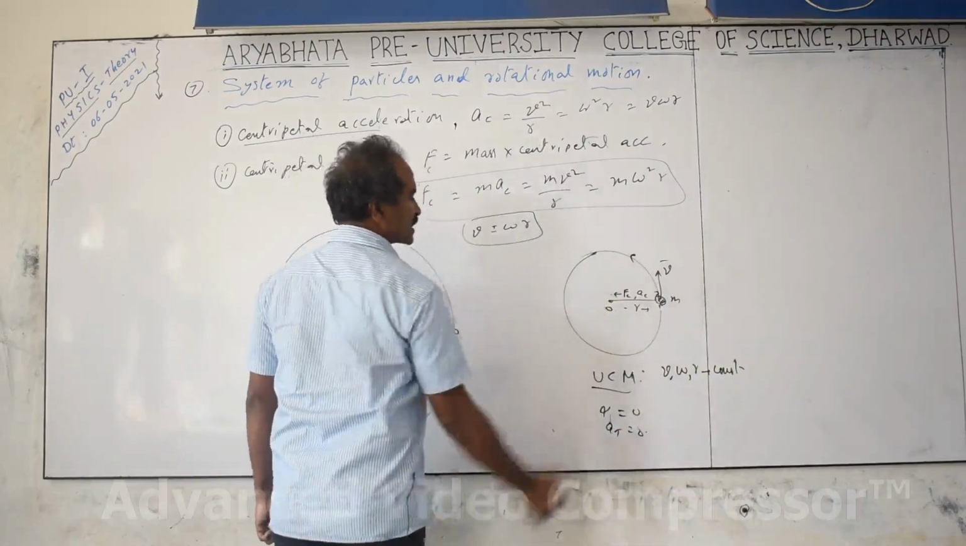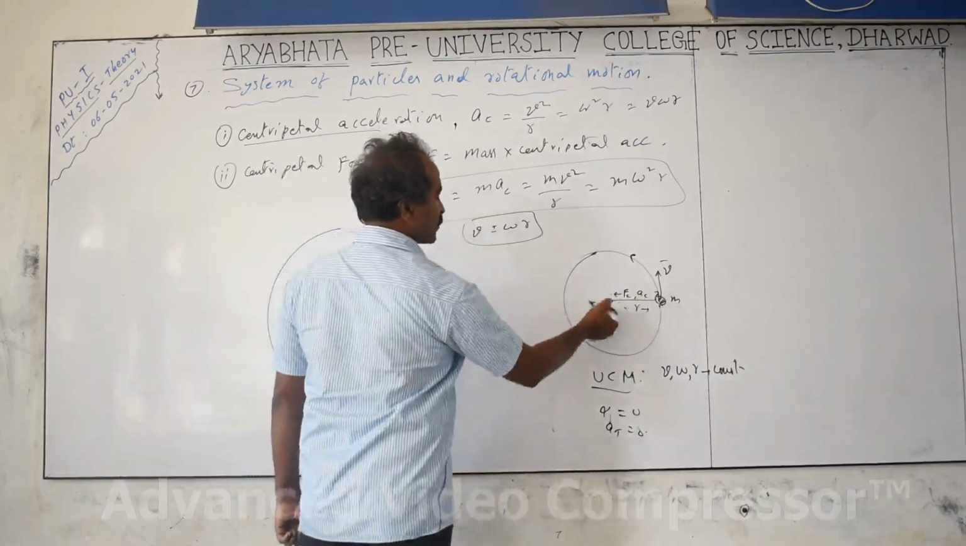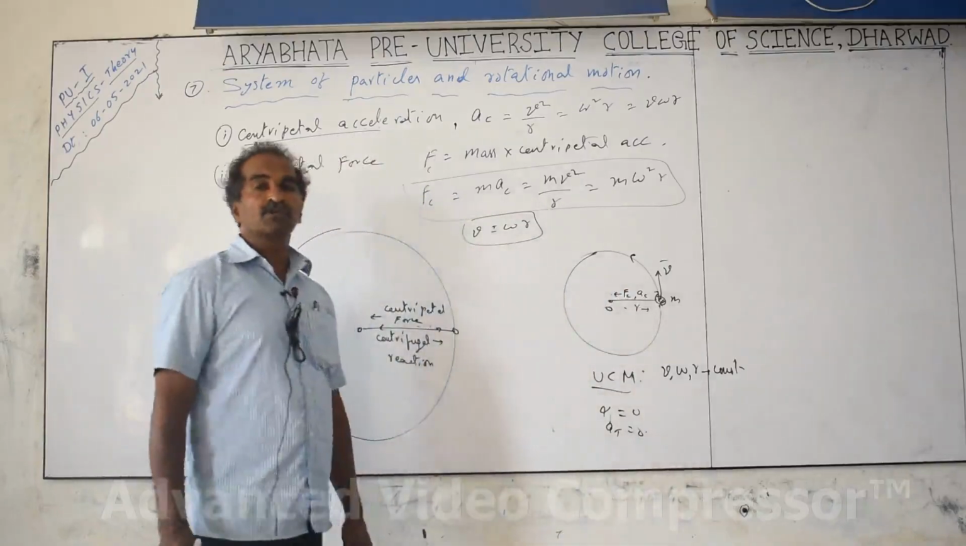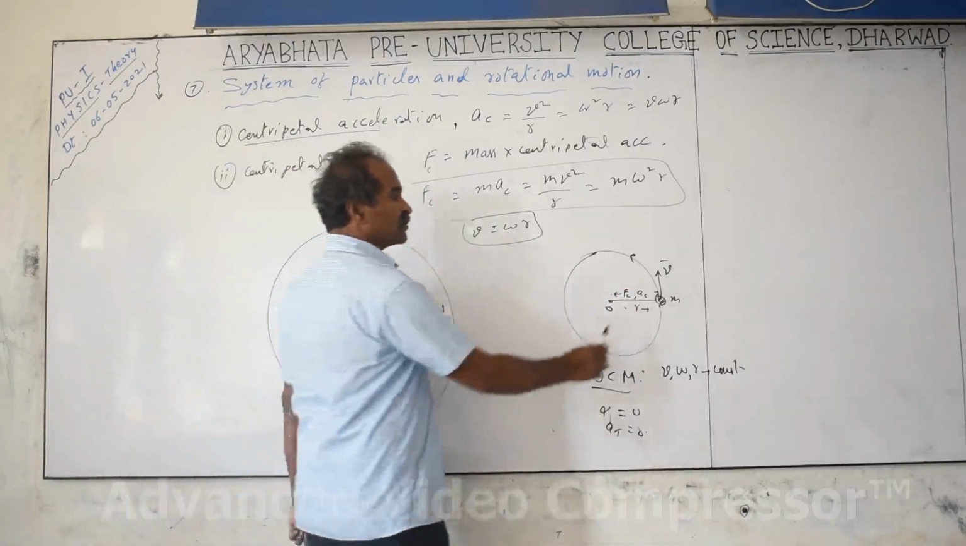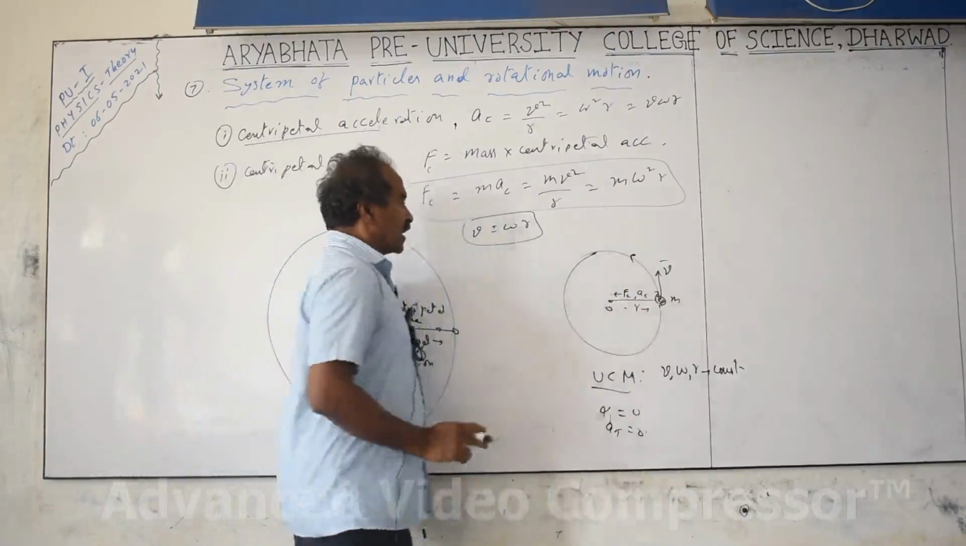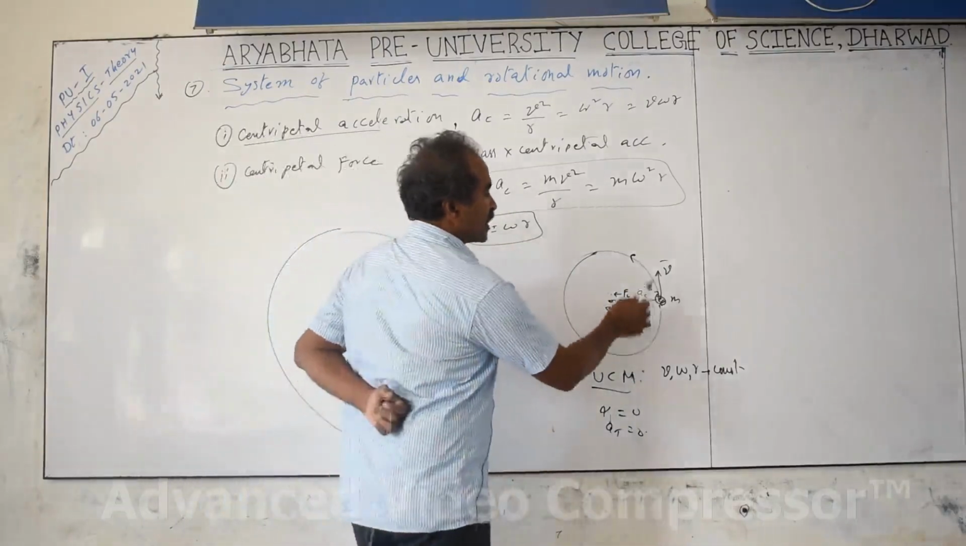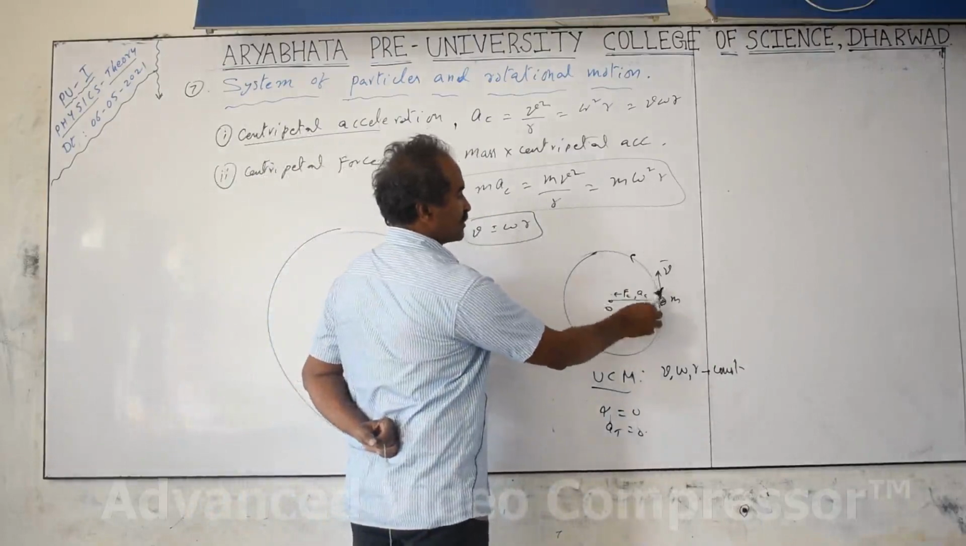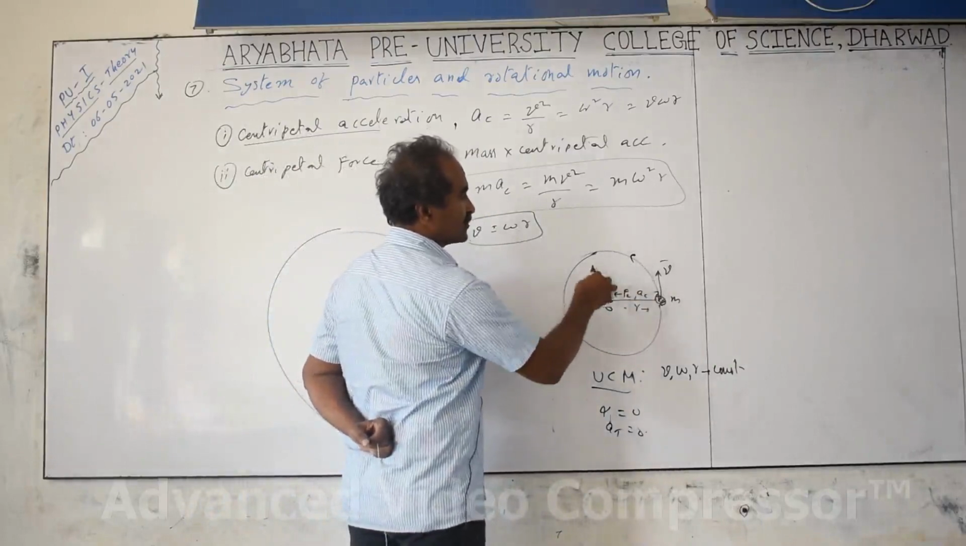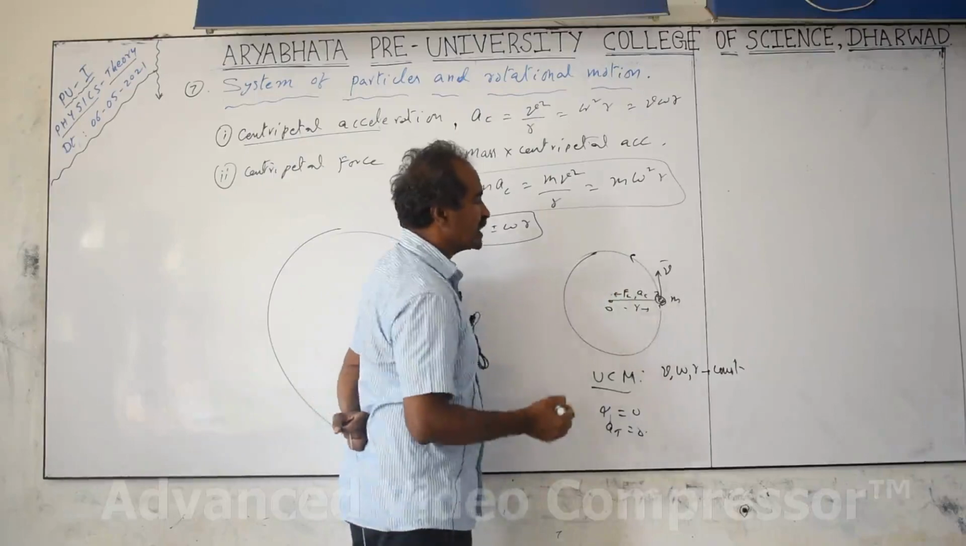Centripetal acceleration is acting towards the center of the circle. Centripetal force is acting towards the center of the circle. But whenever there is a force, the object should move in the direction of the force. Why is the object not moving towards the center of the circle? If the force is there, it should move. And why is the centripetal acceleration produced? That is because of the change in direction of the velocity. From point to point, velocity direction changes. Due to change in direction of velocity, the acceleration produced is called centripetal acceleration.